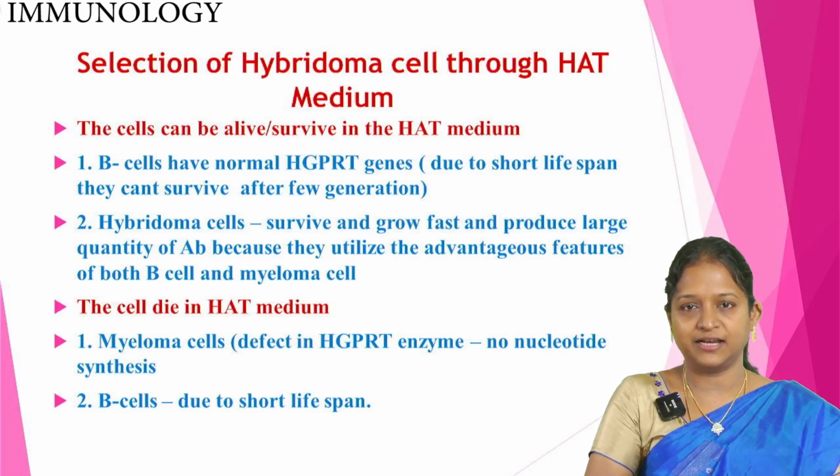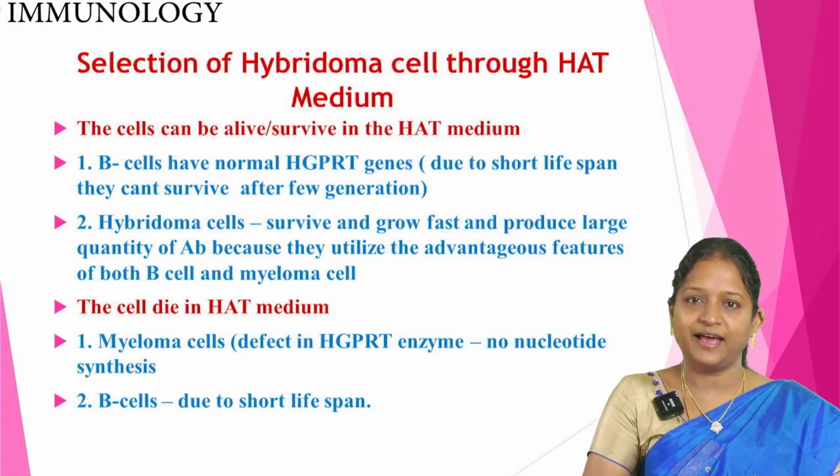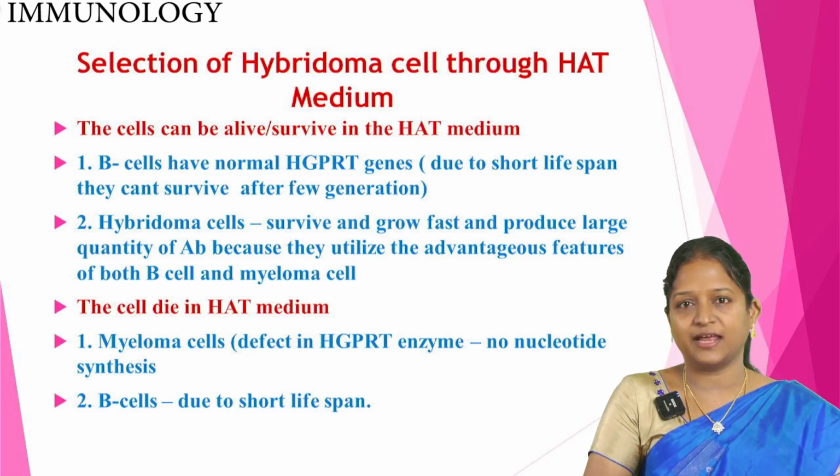One is the hybrid cell, as we know that the culture medium supports the hybrid cells for their survival. And the next one is the B cell, which already has a normal HGPRT enzyme, but due to its short lifespan it can survive only for a shorter duration and then it dies. And the cell which dies in the HAT medium is the normal myeloma cell, that is the simple cancerous myeloma cell. They cannot survive due to defects in enzymes.